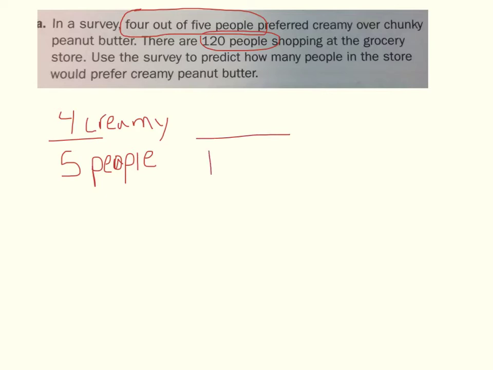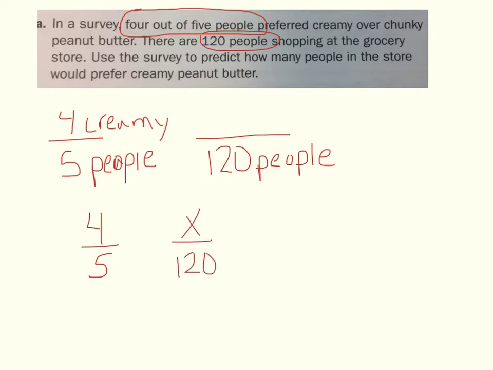So that number should go on the bottom because when we are setting up our ratios, we want like objects on the same top or bottom. So now we've got 4/5, and we don't know x over 120. I put an x there because that's the number we're trying to look for. How many people are going to like creamy peanut butter based on the information that we're given?